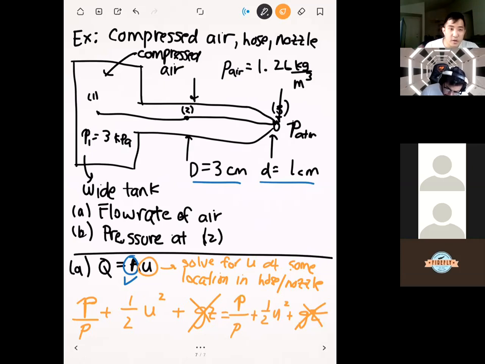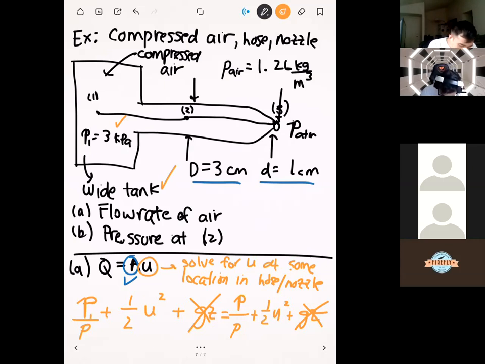To solve for the velocity in this case, we need to pick 2 locations where ideally we know the pressure, and we need to know the velocity at one of the locations. Let's look at our 3 locations in the problem and decide what to do. First, location 1. At location 1, the pressure is going to be 3 kilopascals, so we do know the pressure. And the fact that it's a wide tank means that we also know the velocity, which is going to be 0. Since at location 1 we know both the pressure and the velocity, this is a great candidate to put into the Bernoulli because we have all the information.